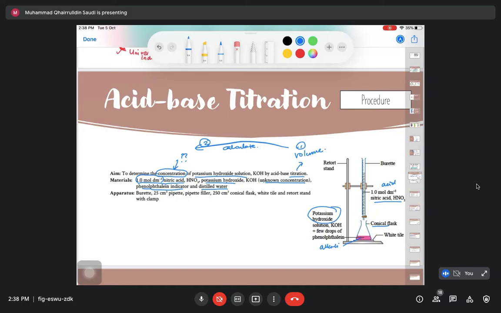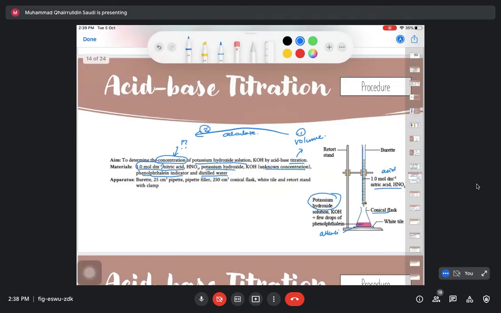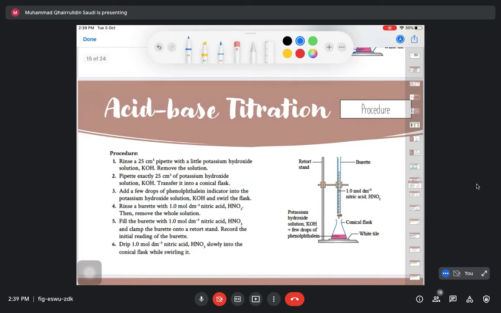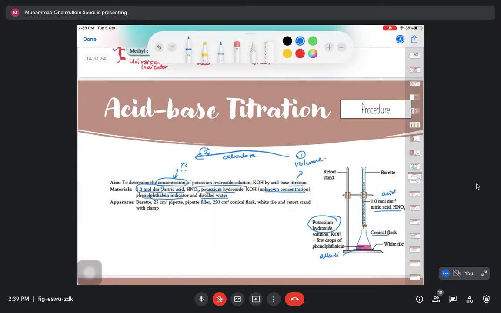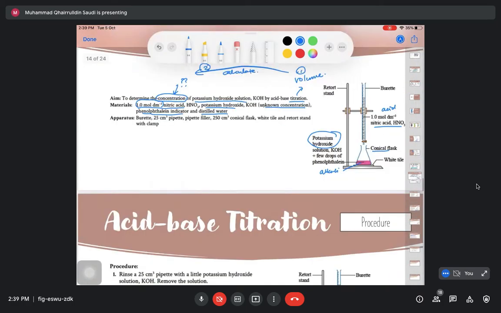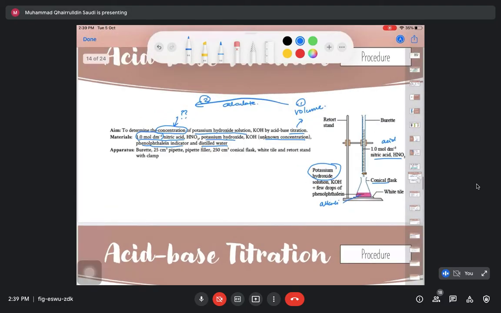Apparatus is burette. Okay, good. Apparatus is burette. This is a burette. Pipette. Do you still remember pipette? Why do we use pipette?